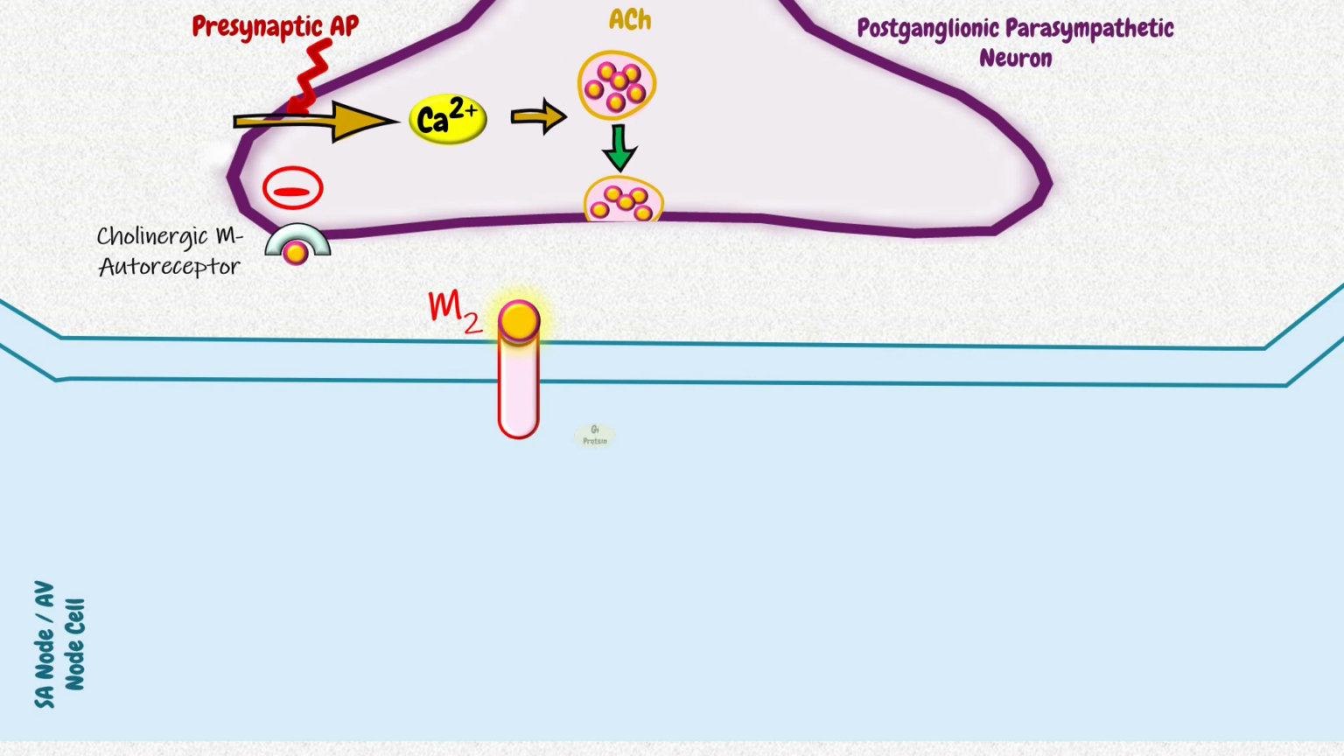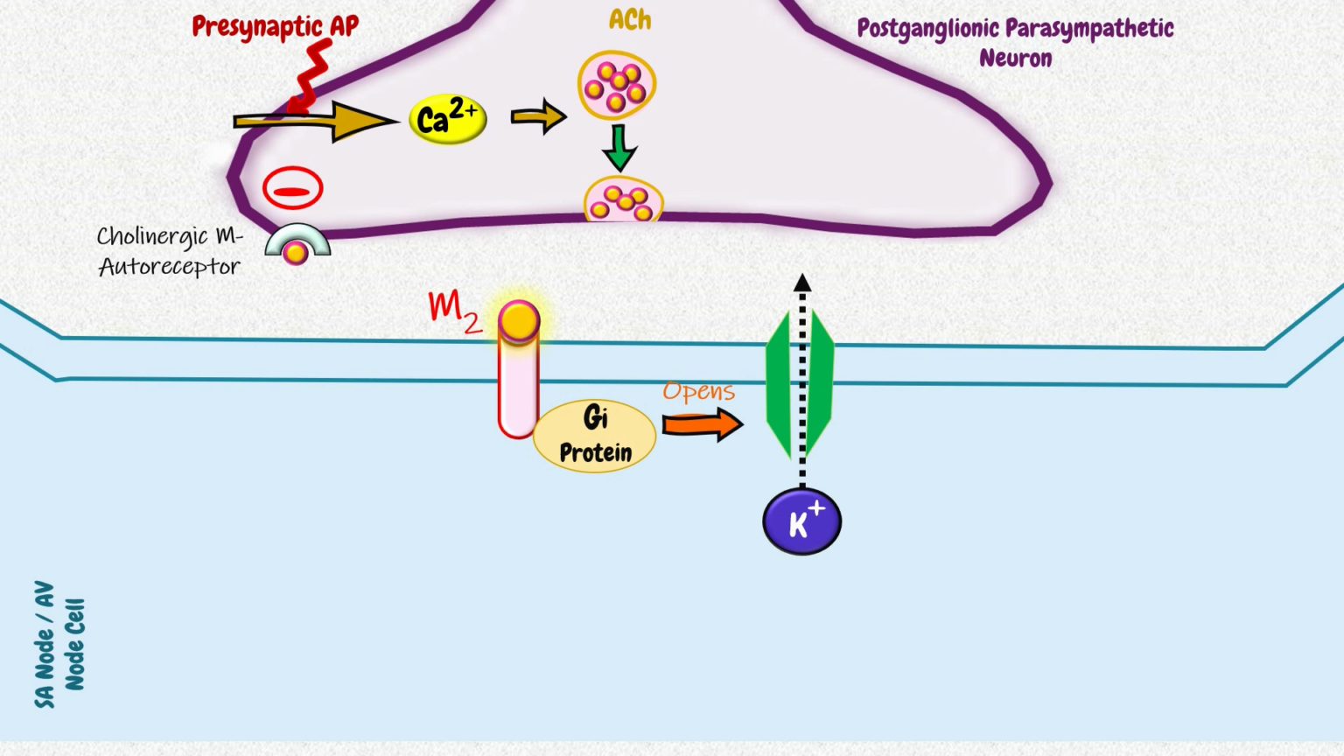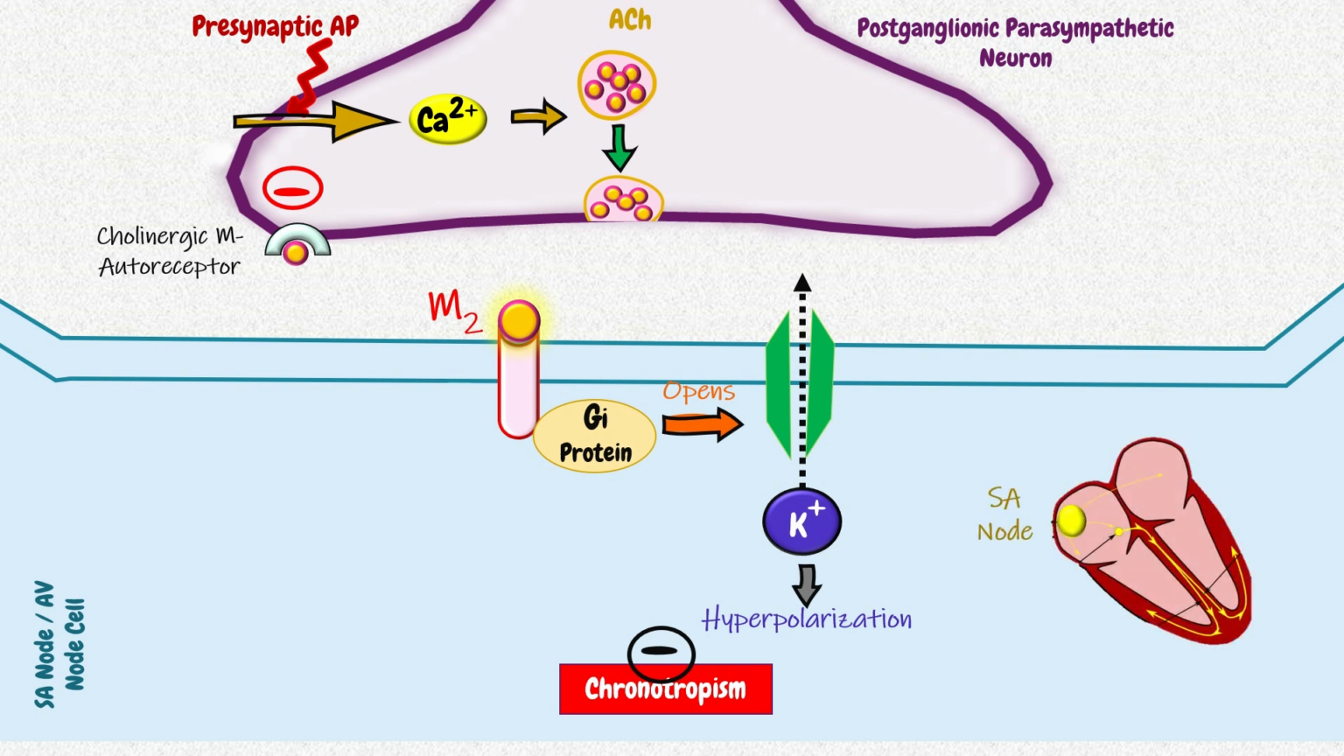In the heart, M2 functions mainly through Gi protein. The Gi protein opens specific potassium channels located mainly in the sinoatrial node, atrioventricular node, and atrial cells, causing hyperpolarization, thereby exerting negative chronotropic effects, from chrono, meaning time, and tropos, meaning a turn, so a decrease in heart rate through the sinoatrial node, and negative dromotropic effects on the heart, meaning a decrease in rate of conduction through the AV node.